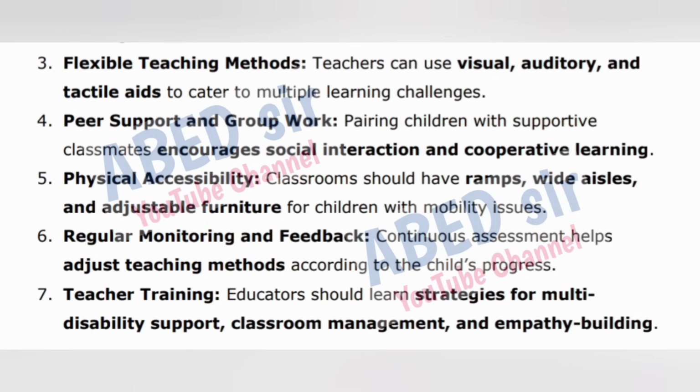3. Flexible teaching methods. Teachers can use visual, auditory, and tactile aids to cater to multiple learning challenges. 4. Peer support and group work. Pairing children with supportive classmates encourages social interaction and cooperative learning. 5. Physical accessibility. Classrooms should have ramps, wide aisles, and adjustable furniture for children with mobility issues. 6. Regular monitoring and feedback. Continuous assessment helps adjust teaching methods according to the child's progress.